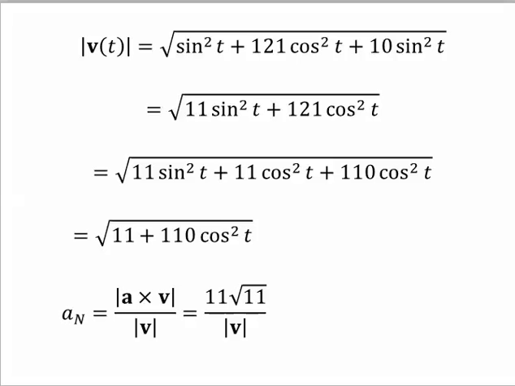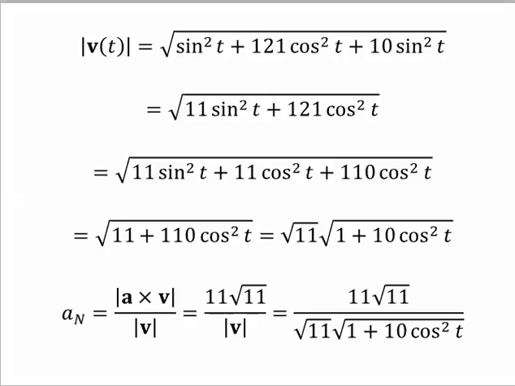And then I go back to what I've done so far. In the numerator of my normal component, I have 11 times radical 11. And so in the magnitude of my velocity, I'd like to go ahead and pull out the radical 11. By doing that, it's going to make it easier for me to simplify my normal component. So I cross out these radical 11s in the numerator and the denominator, and by doing so I have a simplified form for the normal component of acceleration.